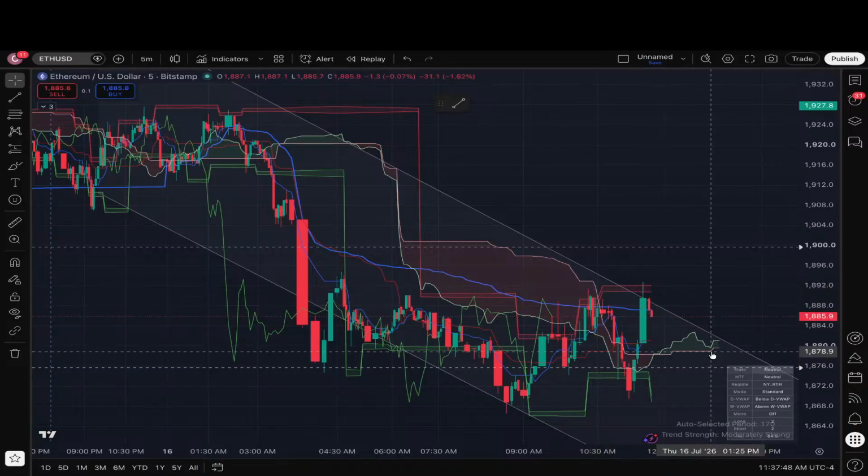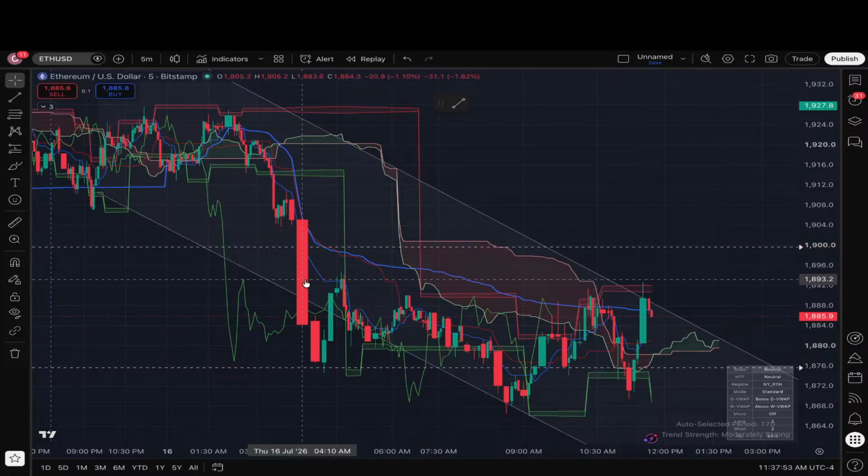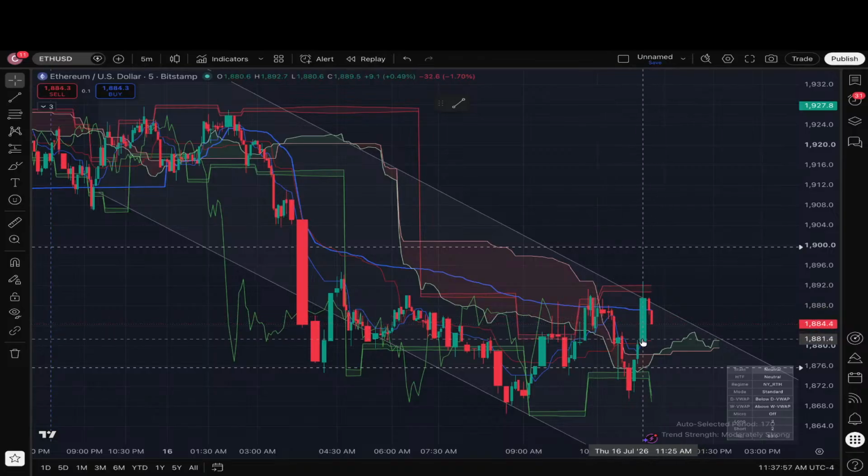But these are where the volume candles come in handy. These volume candles, the thickness of them, it tells you how heavy is the selling, or if it's a green candle, how heavy is the buying. So what we're seeing here is the selling was really, really thin. And then there's still a lot of favoritism toward buying this Ethereum asset right now.